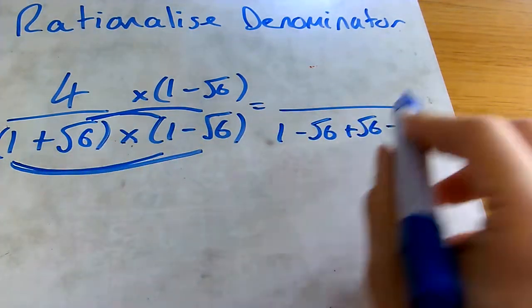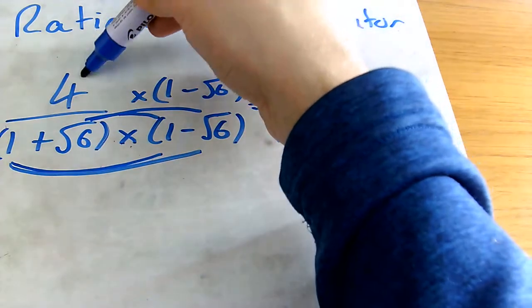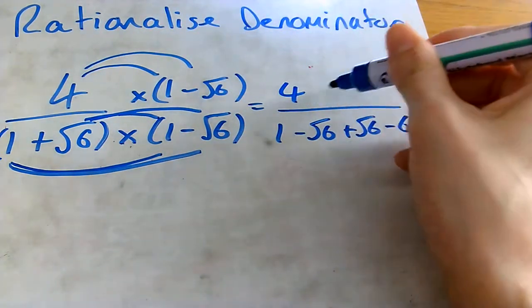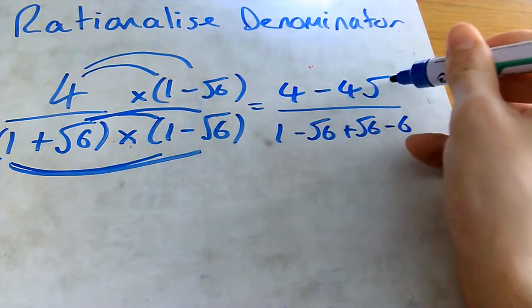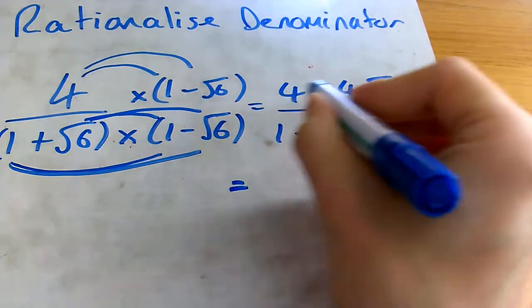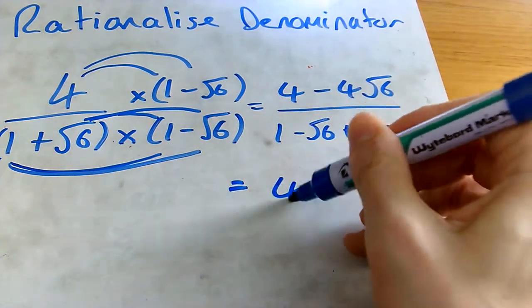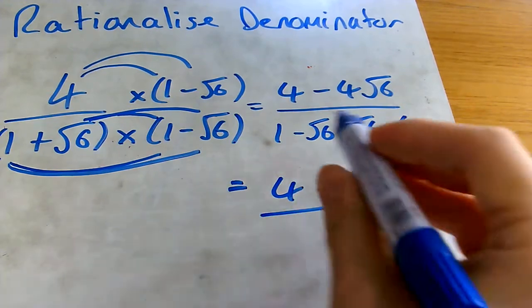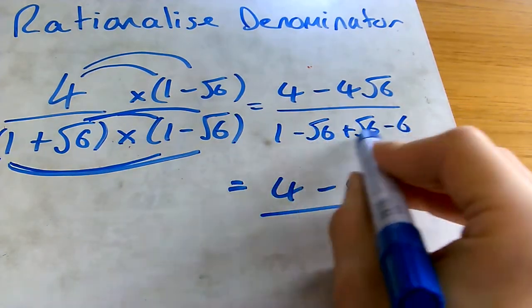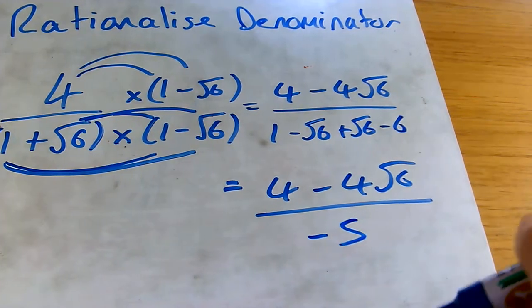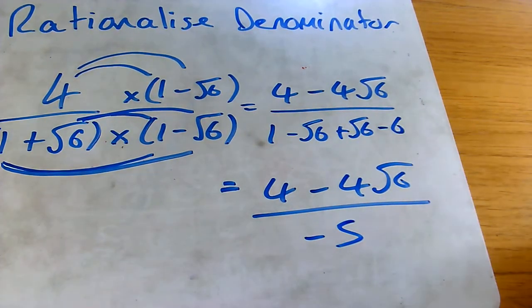That rule doesn't change. On the top, a bit easier. So 4 times 1 and 4 times negative root 6. So it'd be 4 and then negative 4 root 6. If we simplify this, on the top, can't really do anything there. So let's write that as that. On the bottom, well, these two are going to cancel out, and then you've got 1 subtract 6, which is minus 5. And in this case, that's about all you can do.